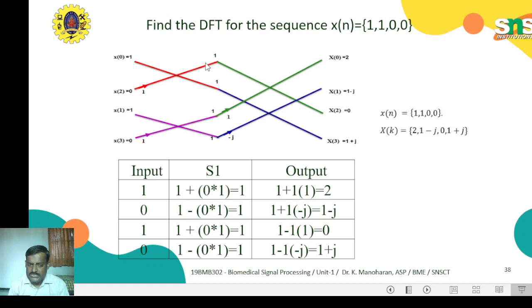Look at this. This is actually the decimation in time. We are dividing this. Look at this. This is butterfly 1, and this is butterfly 2. Here also we have butterfly 1 and this one.